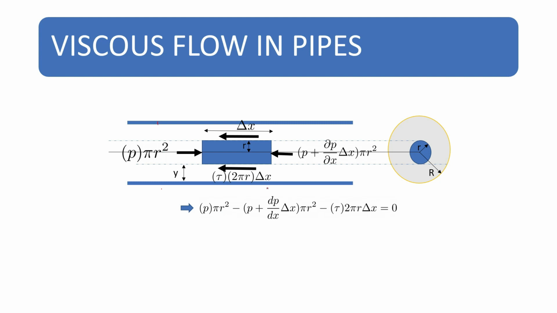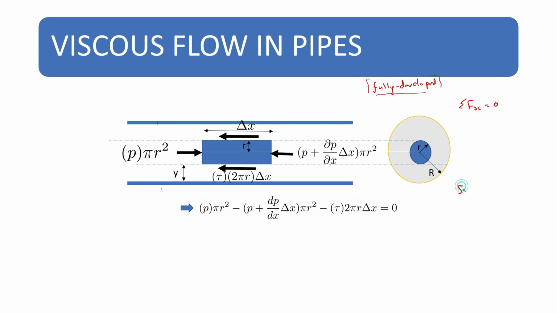If you do a force balance, here we are assuming that the fluid is not accelerating, so that it is a fully developed fluid flow. That means the total force acting in the x direction will be 0. The forces acting here are pressure force and viscous force. Gravitational force is neglected, as it is in the y direction. We are taking only the x direction. So P into pi r square minus P plus dP by dx into delta x into pi r square minus tau into 2 pi r into delta x is equal to 0.